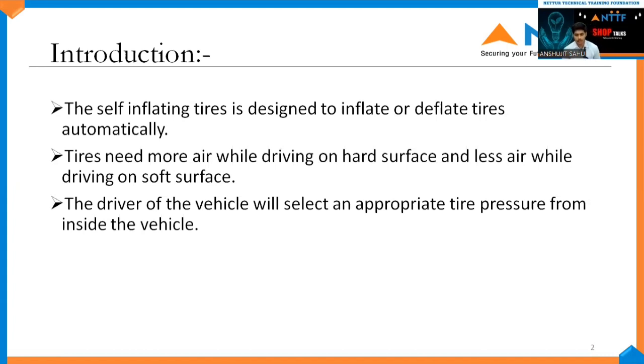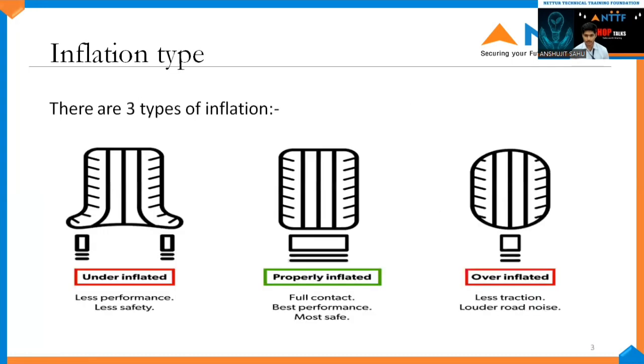The electronics will be built inside the dashboard so that we can know when to inflate or deflate. So these are the three types of tire inflation. First one is underinflated, second one is properly inflated, and third one is overinflated. Underinflated is used for softer surfaces like off-roading. Properly inflated is used for asphalt racing and the normal roads we use, and overinflated we do not use, because in overinflated the traction will be less and there is louder road noise.